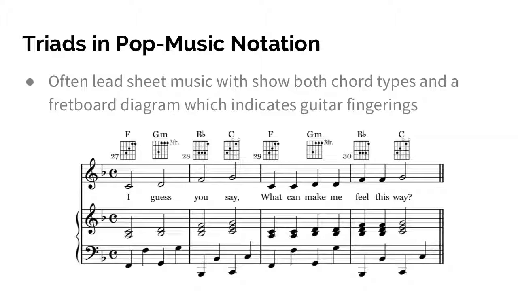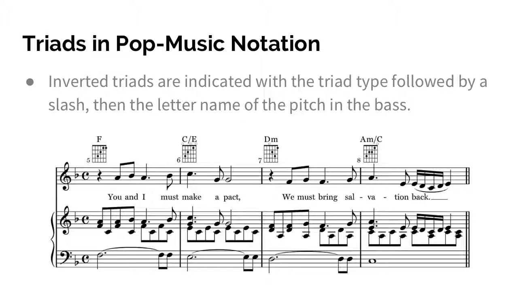Also, along with the chord symbols, up here we have F, G minor, B flat, C, etc. it actually shows the fretboard diagram for guitar fingerings. So it shows you how to play an F chord, a G minor chord, a B flat chord. It also gives music here, but a lot of times a keyboard player or the bass player is looking at this and is going to make up his or her own music.